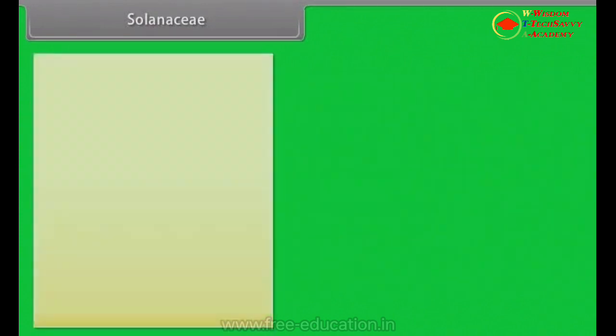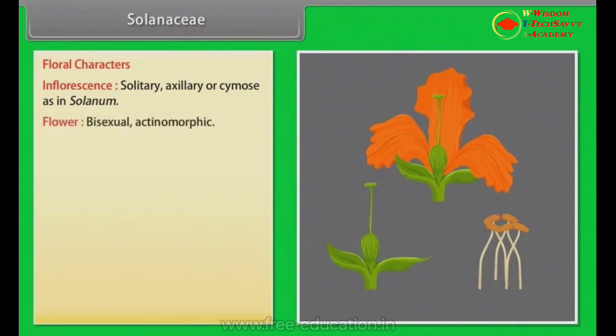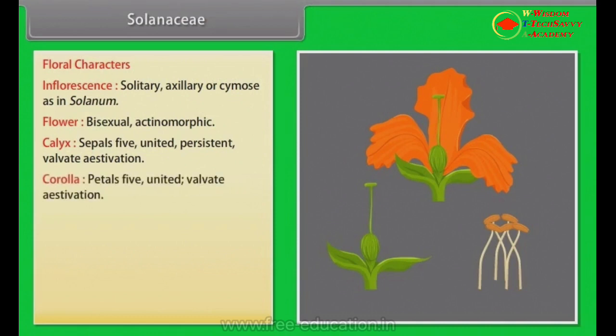Floral characters. Inflorescence solitary, axillary or cymose as in Solanum. Flower bisexual, actinomorphic. Calyx sepals 5, united, persistent, valvate aestivation. Corolla petals 5, united, valvate aestivation. Androecium stamens 5, epipetalous.